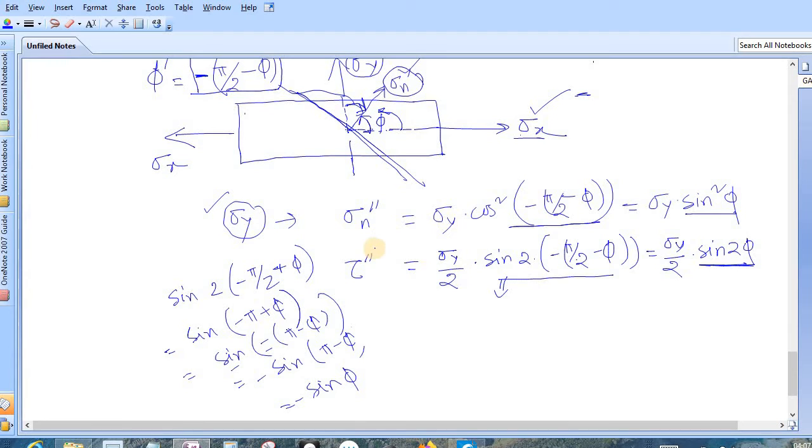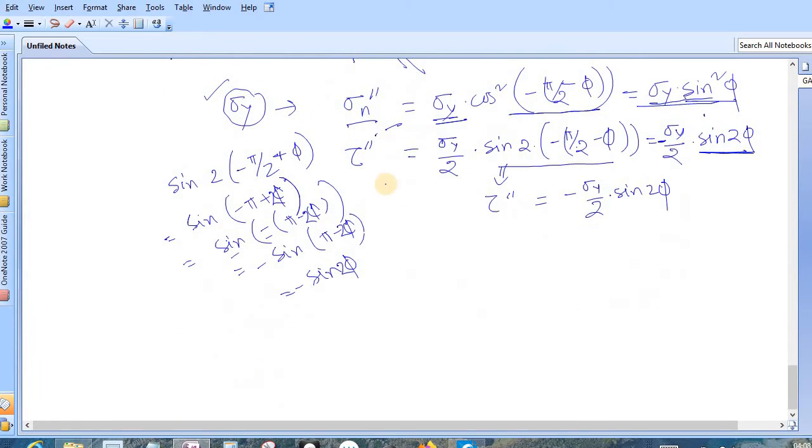Sorry, there is a mistake. This is 2 phi, this is also 2 phi, so it should come as minus sine 2 phi, and I had written plus, so I made a mistake, that's why I checked. So your tau double dash is coming as minus sigma y by 2 sine 2 phi, and sigma n double dash, or the normal stress due to your sigma y, is coming as sigma y multiplied with sine square phi.